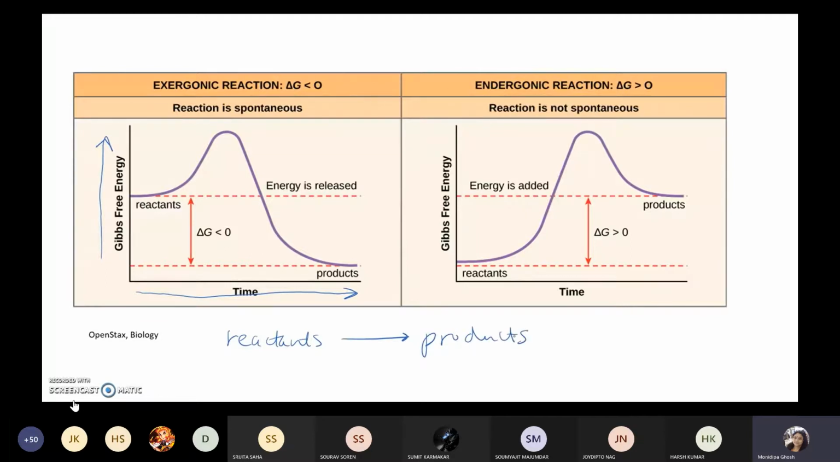So if we look at the exergonic reaction, what we see is we have a certain amount of potential energy in the bonds of the reactant molecules. And we have a certain amount of energy in the bonds of the product molecules. And you can see that in an exergonic reaction, there is more energy in the bonds of the reactants than there are in the bonds of the products.